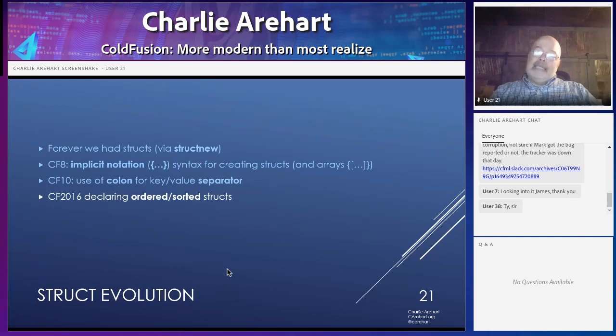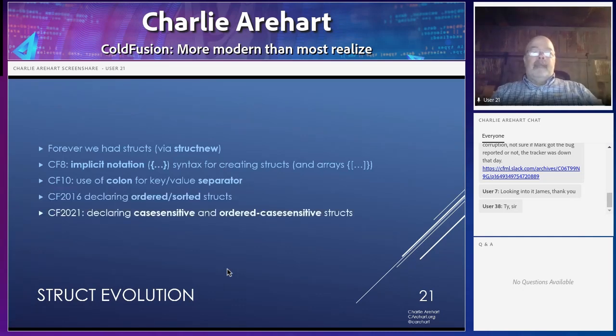And then 2016 added the ability to help you forcefully declare whether you wanted a struct to be ordered or sorted. And there's a difference between those two. I'll leave you to look into that. And then 2021 has added the ability to control the case sensitivity and ordered case sensitivity of structs. So these are sometimes issues that people will moan about: I hate how this happens with CF with my structs. They don't look right. Or when I serialize them to JSON, they're not what they're supposed to be. Those things have been addressed more and more in more and more recent releases.